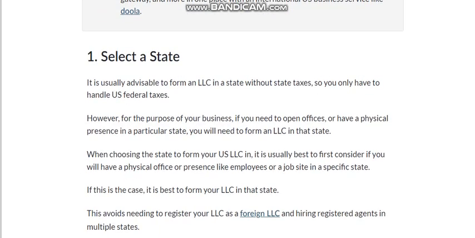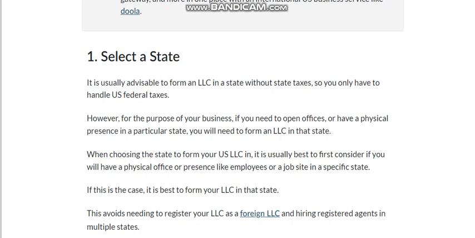Number 1, select a state. It is usually advisable to form an LLC in a state without state taxes, so you only have to handle federal taxes. However, for the purpose of your business, if you need to open offices or have a physical presence in a particular state, you will need to form an LLC in that state.